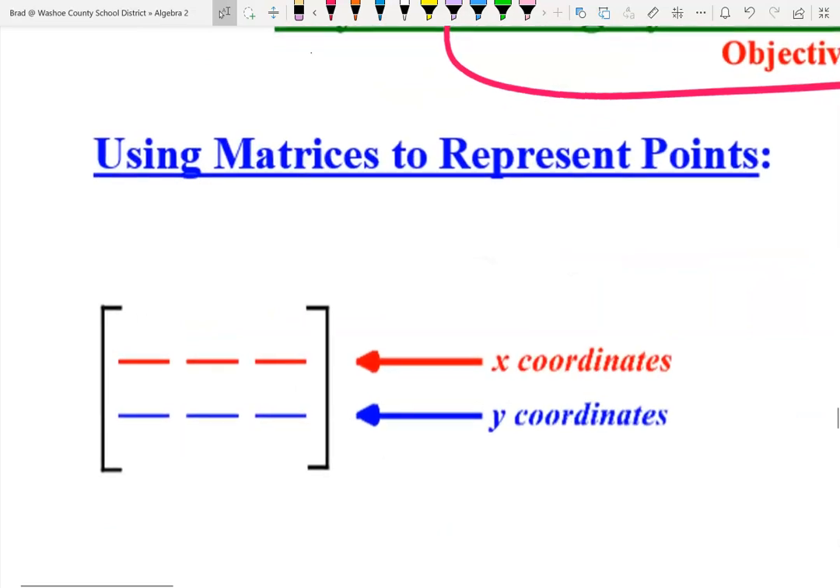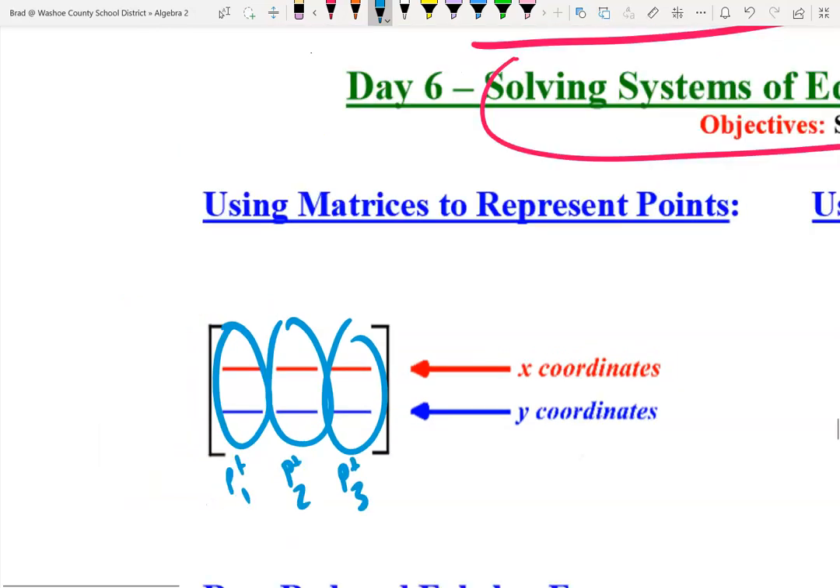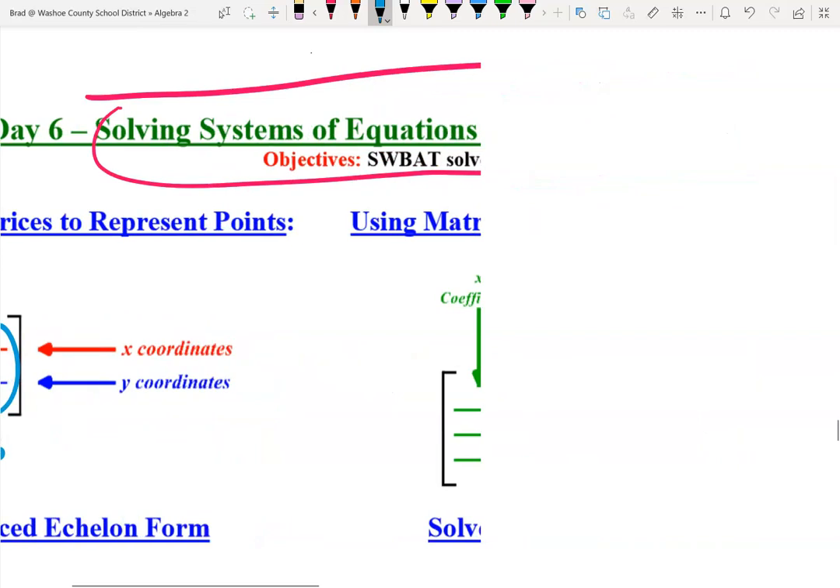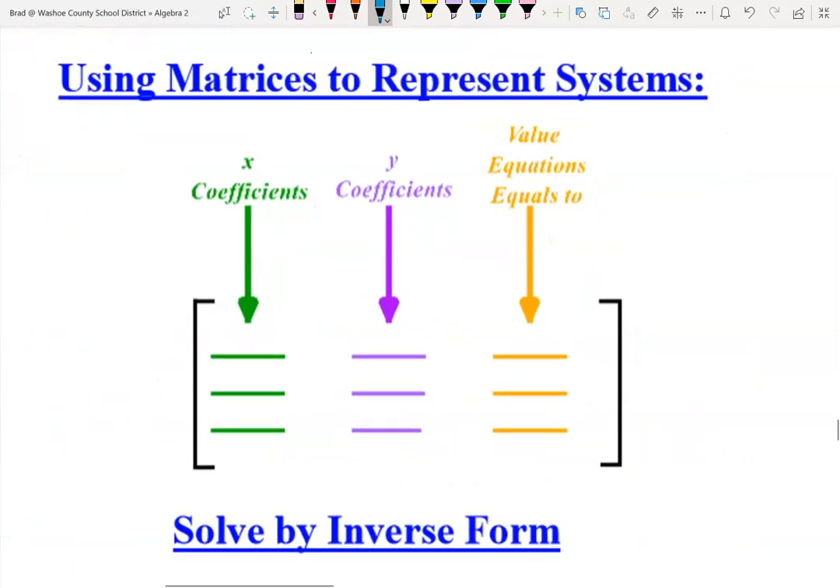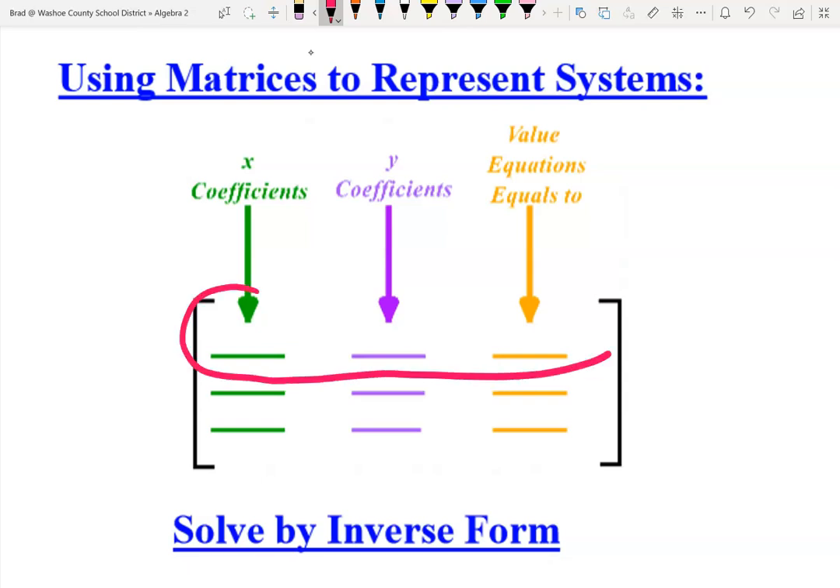So in the past, we used it where your x's went on top and your y's went on bottom, and these were your points. Okay, so that was point number 1, point number 2, and point number 3. Well, when you're solving systems, you're going to write them a little bit differently. All of your x's are going to be at the start, then your y's, and then the value that it equals. So this right here represents one equation.